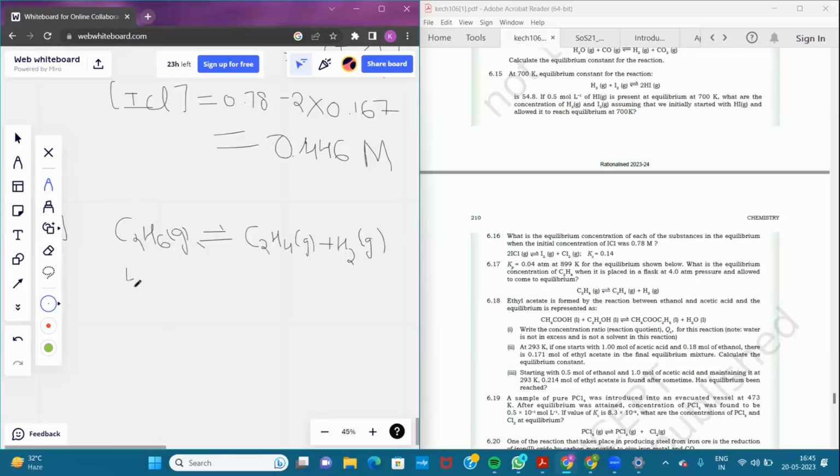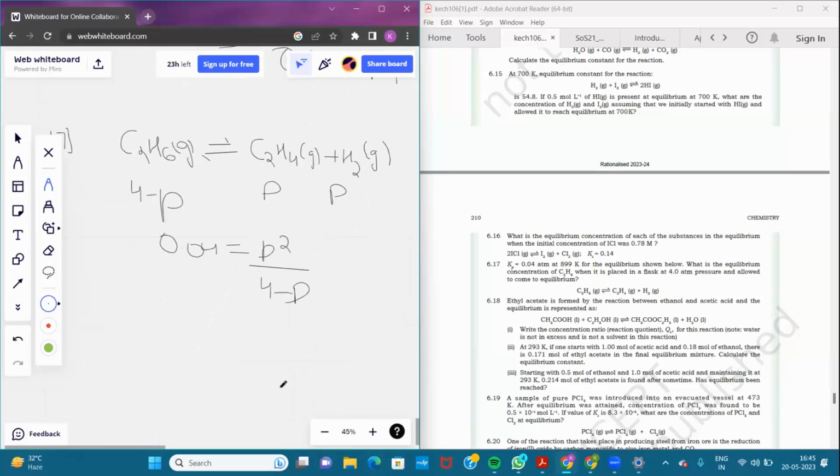This is 4 atm. We'll just consider minus P. Here, the stoichiometric coefficient is 1, so we'll directly write it as P. For the given Kp, 0.04 equals P squared, that is P into P, divided by 4 minus P. On solving, we'll get the value of P as 0.38.